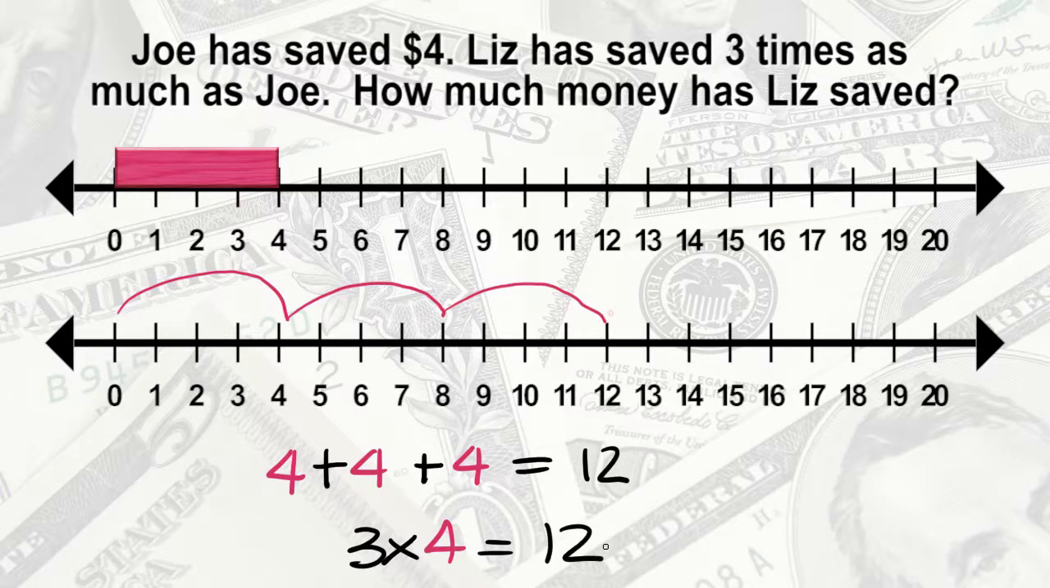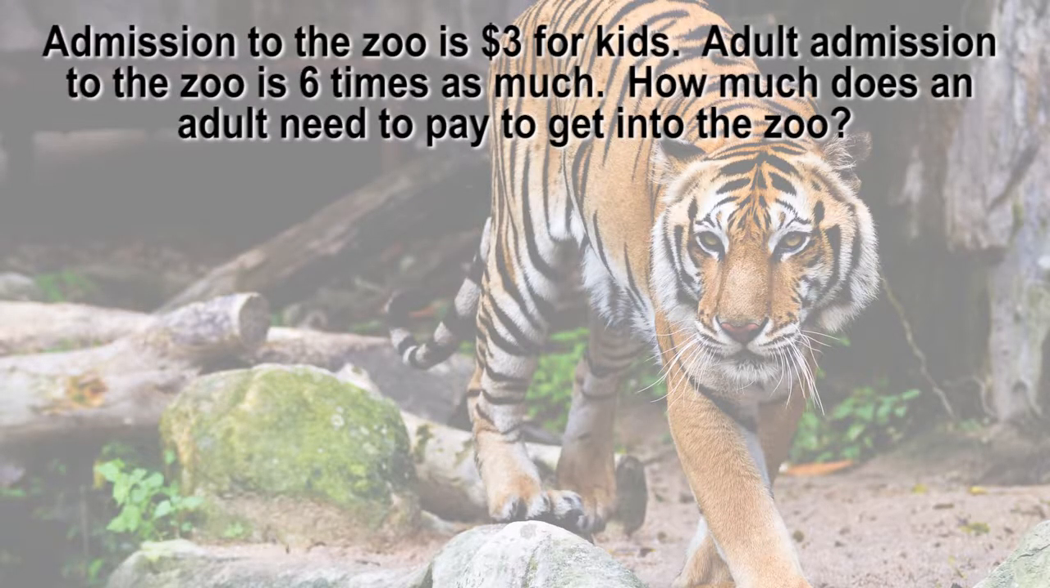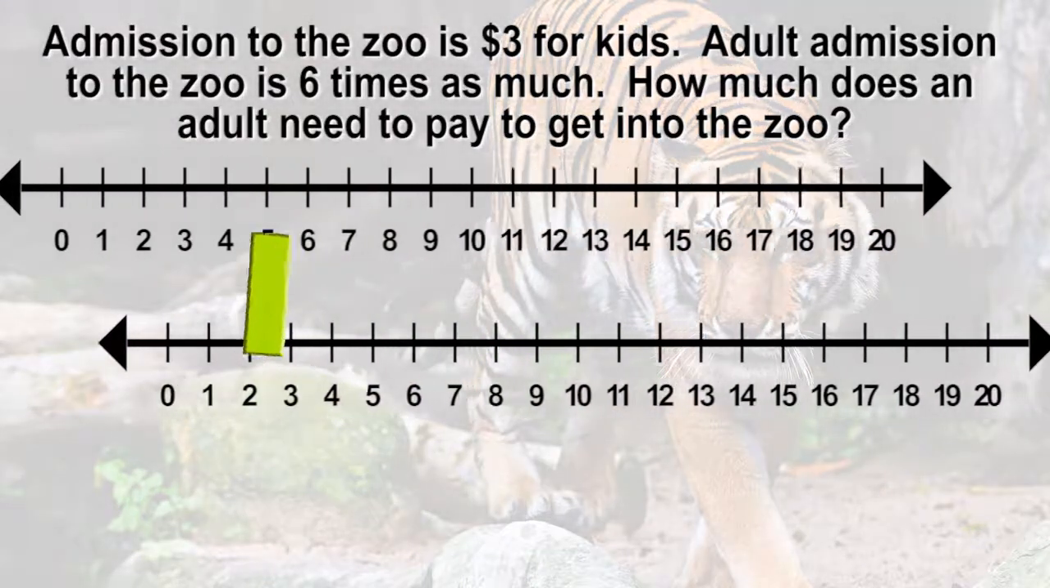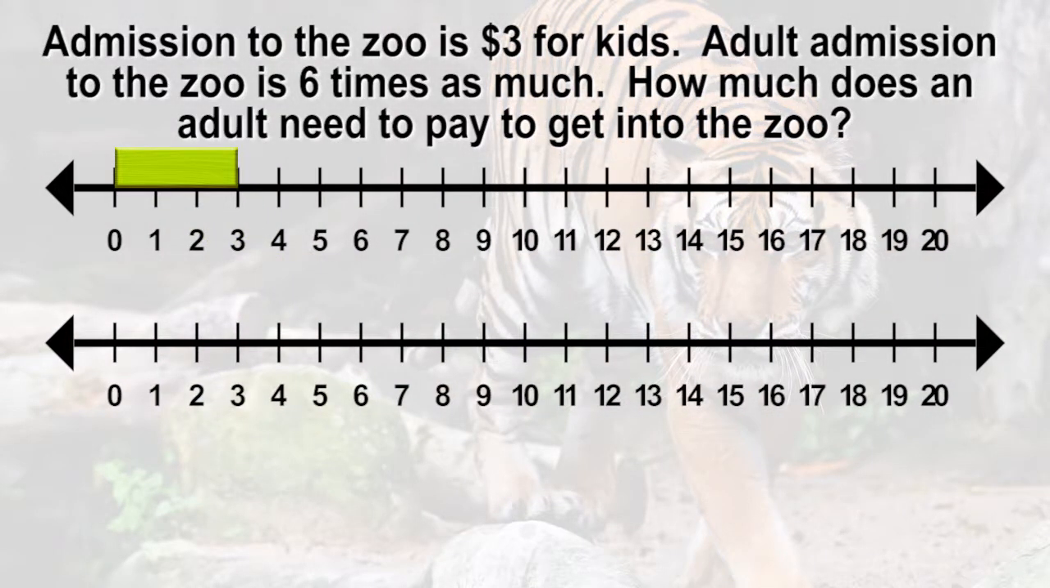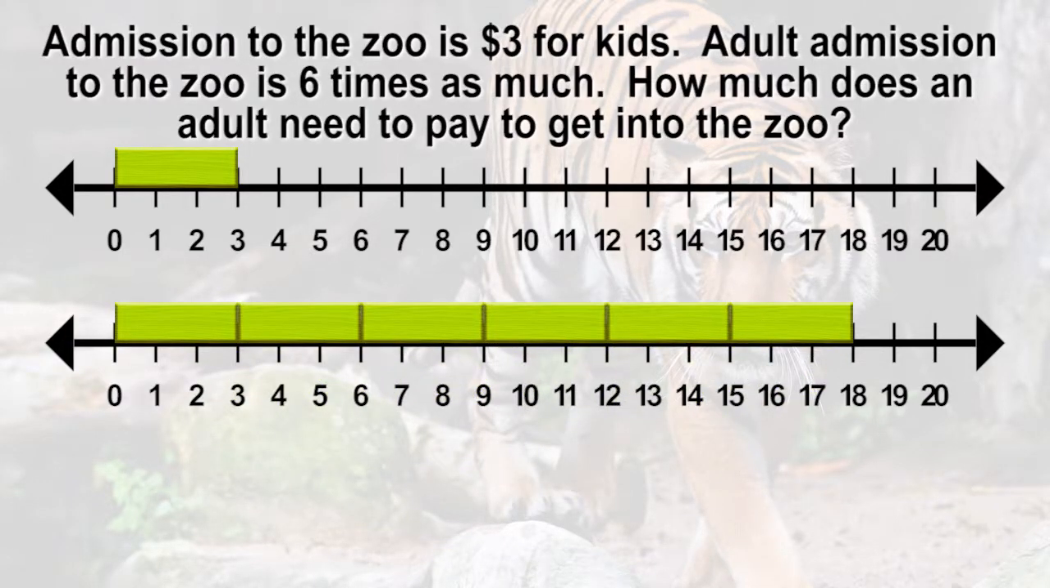Let's look at another multiplicative comparison problem. Admission to the zoo is $3 for kids. Adult admission to the zoo is 6 times as much. How much does an adult need to pay to get into the zoo? We will put a 3 rod on our first number line to represent the $3 kids must pay to get into the zoo. For adults, we will need 6 iterations of 3 or 6 groups of 3 rods to represent the amount that adults need to pay for admission to the zoo.